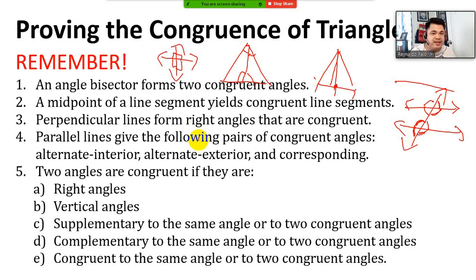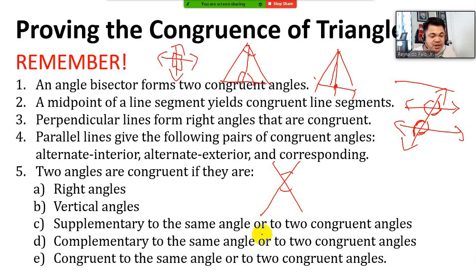When we say right angles, these are angles that measure 90 degrees. B, we have vertical angles. What do you mean by vertical angles? Let's say these are vertical angles, they are also congruent. Supplementary to the same angle or to two congruent angles. When we say supplementary, when you add the two angles, the sum is 180.